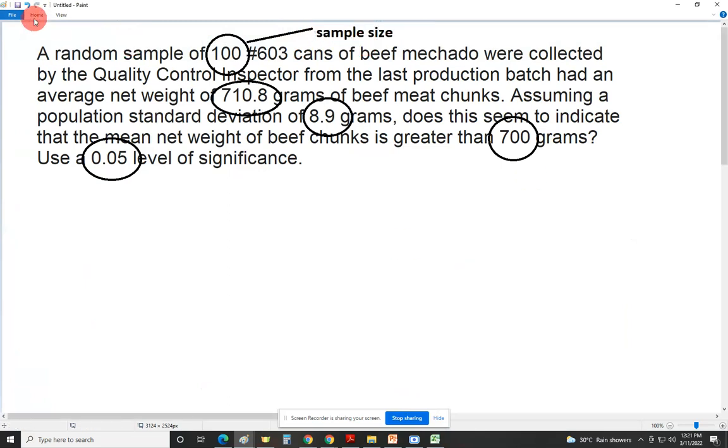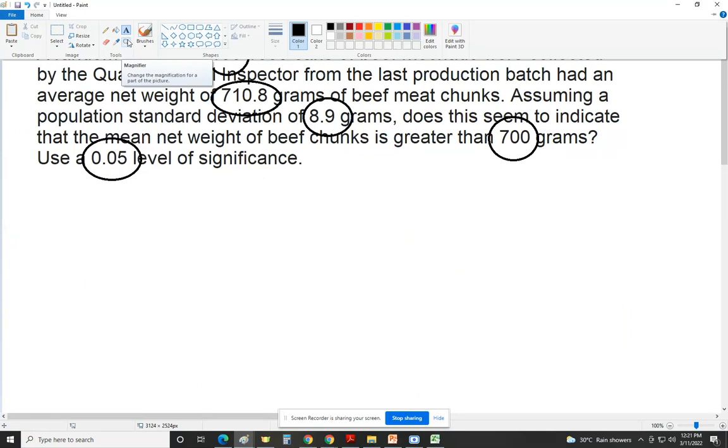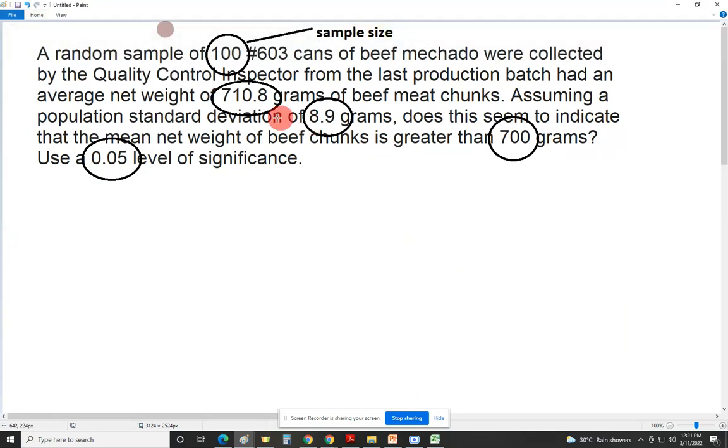Okay, next. Yes, Eunice Diaz. What is 710.8? Okay. What is your basis that it is X bar or the sample mean? Is that written in the problem?